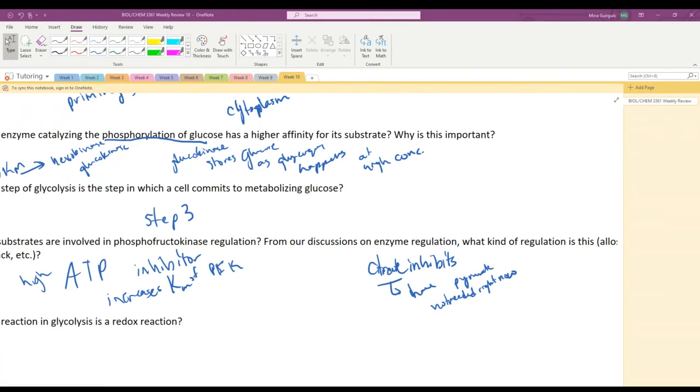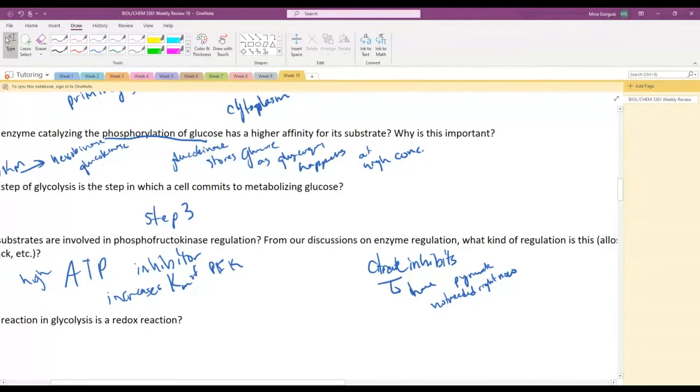I'm going to be honest, I'm not 100% certain how much of that you need to know. I've seen some professors ask a lot about it. I've seen some professors barely mention it. And so I don't want to go into too much depth in case you don't need it. But just be aware that there's another regulation from fructose 2,6-bisphosphate, and that's a feed forward.